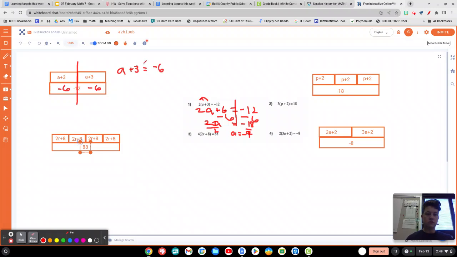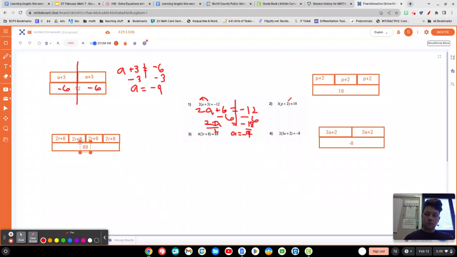Now I can just solve it like a one-step equation. How do I get rid of my constant? Subtract 3. And we see a is equal to negative 9. Either way we solve it, you get negative 9 as your value. Let's look at problem number 2.